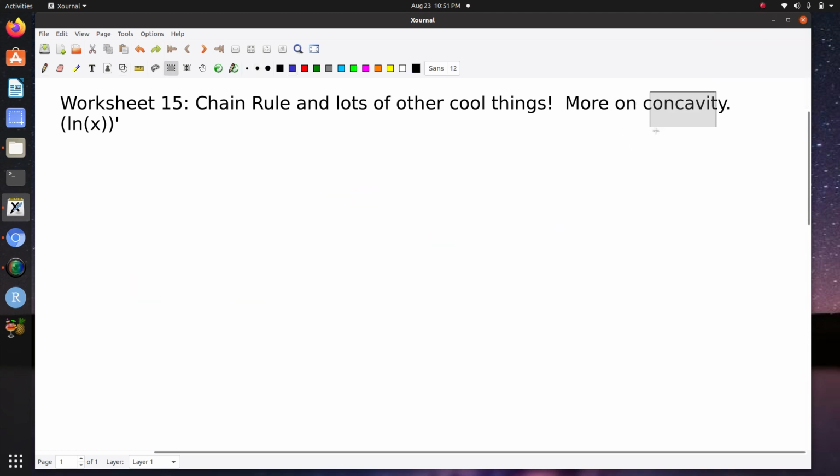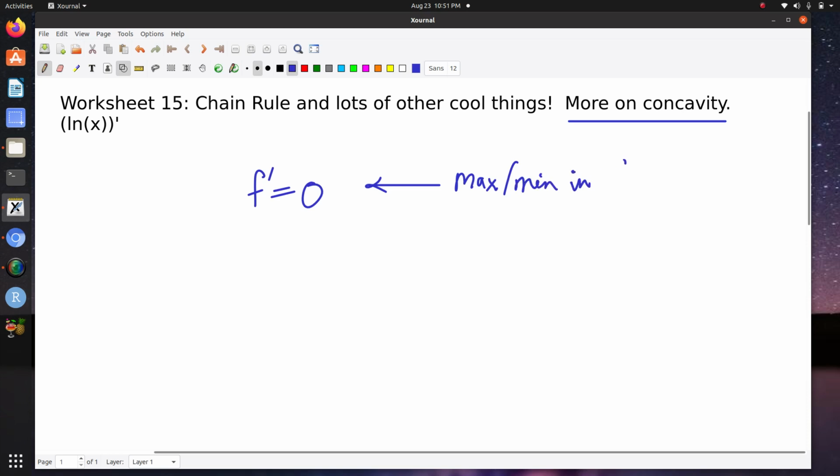Okay, concavity. I want to make sure I tell you about concavity. So concavity has this relationship to the derivative. So let's go back to this thing first. If you have a max or a min in your function, then the derivative has to be 0 there. But the implication doesn't go the other way, so what we do is we still take the derivative, set it equal to 0, and look for potential max and mins.